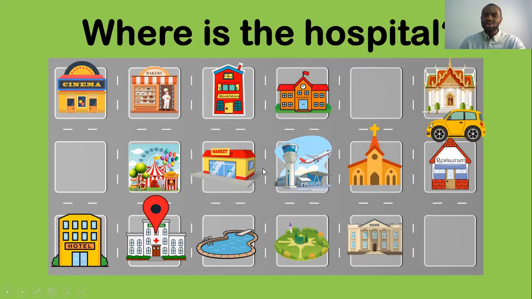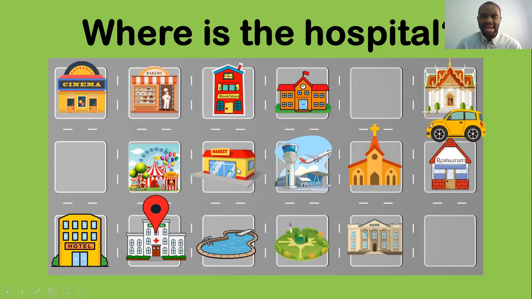Okay. So we have to know different kinds of places and how we can give directions. This is a cinema. This is a bakery. This is a bookstore. This is a school. This is the temple. This is a car. A car or taxi, color yellow. This is a restaurant. This is the church. Church for Christians. This is the airport.